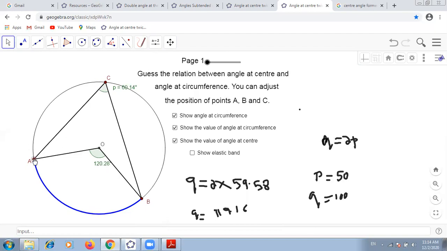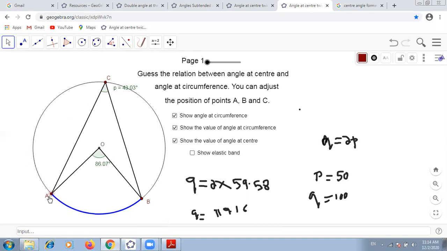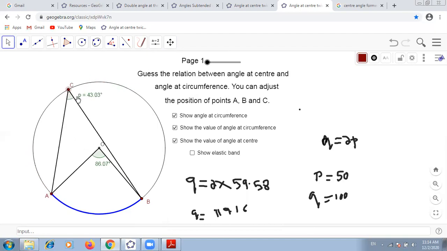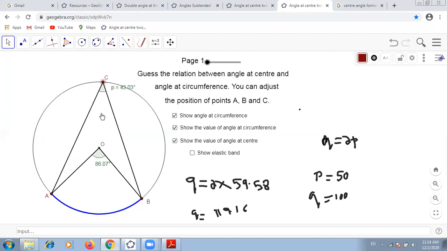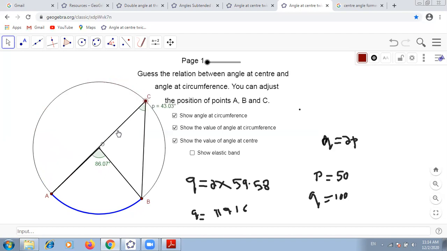If I drag point A here, for all the values, whatever P is, Q is double of that. If I drag this angle here, this shape will be for my center angle and circumference angle. In all the conditions, if the starting point and ending point are the same, then the center angle is double the circumference angle. You can see that. The center angle is double the circumference angle.